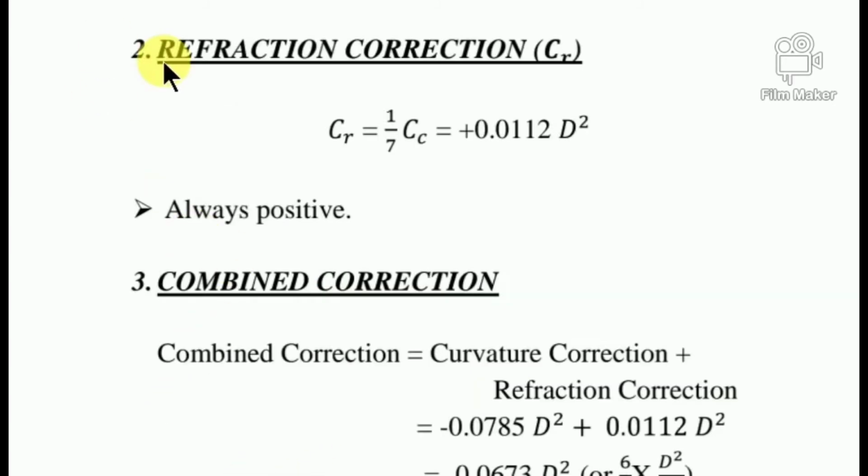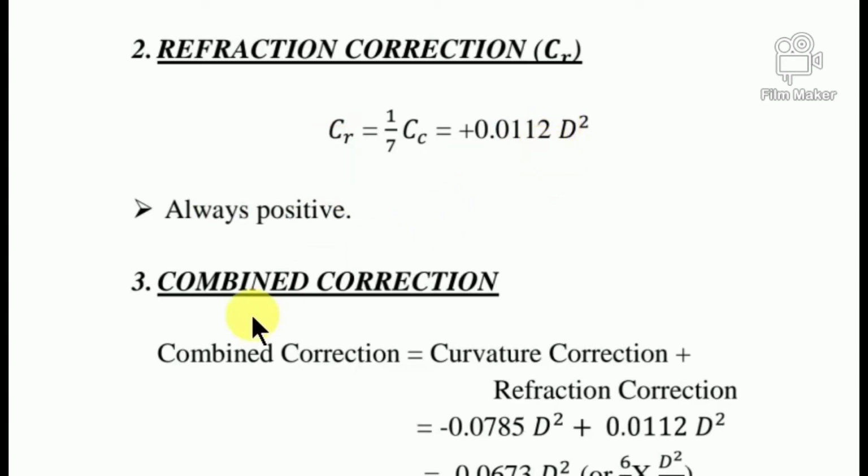Then our second type of correction is refraction correction, which is represented by CR, and CR is always 1 by 7 times CC, and it is plus 0.0112 D square. The important point here is that refraction correction is always positive, and here also the unit of CR is meter and D is in kilometer.